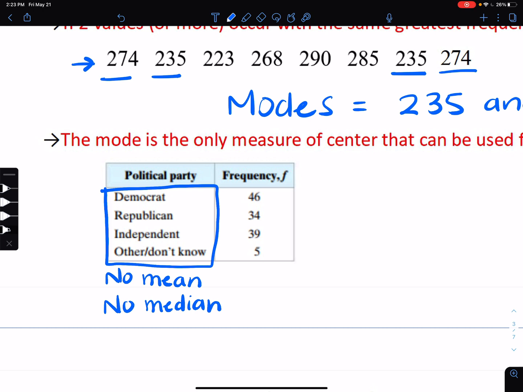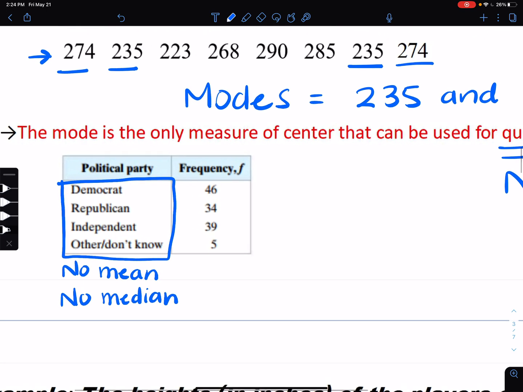All right. Now, don't ever be tempted to want to look at frequencies and find their mean or their median. That does not tell you anything. The only thing that a frequency does is it tells you how many times the particular value or response occurred. So in this case of qualitative data, non-numerical data, all I can do is talk about the mode.